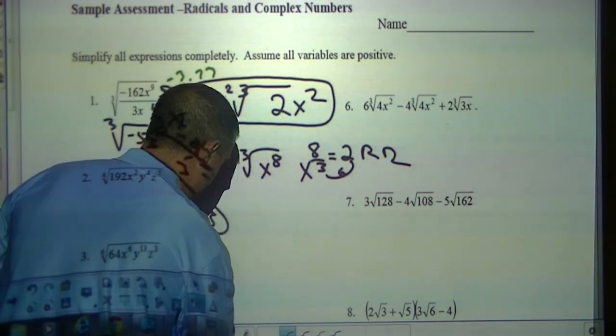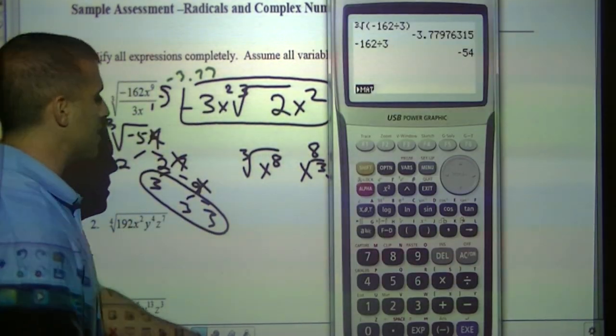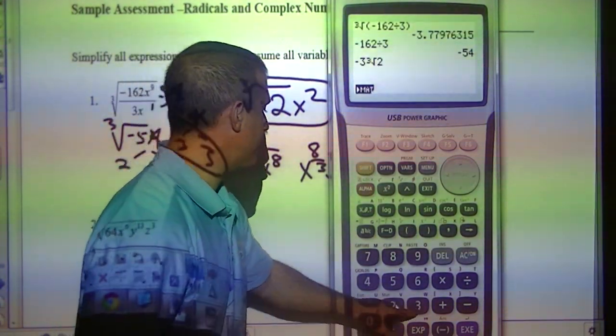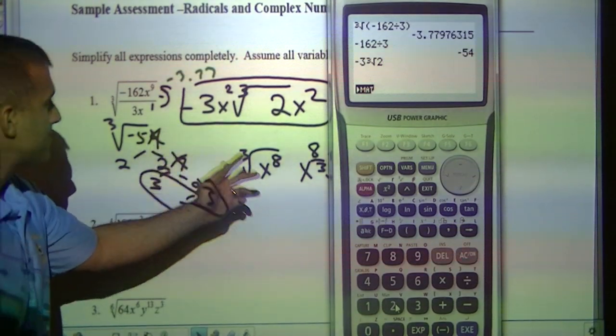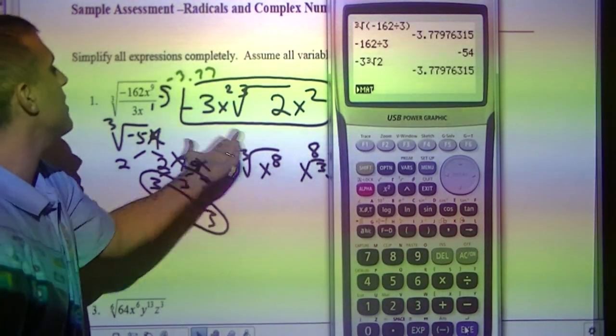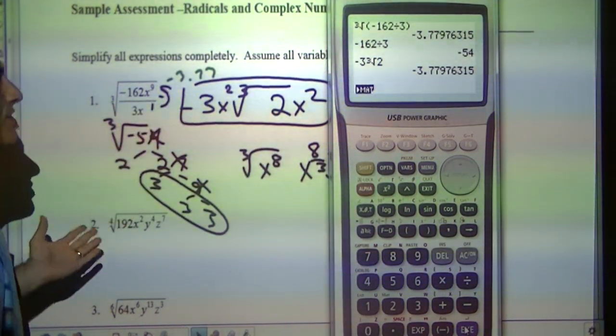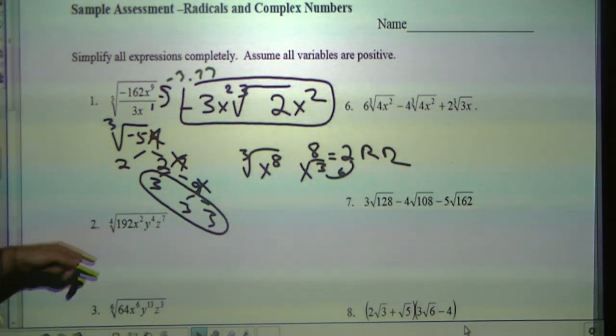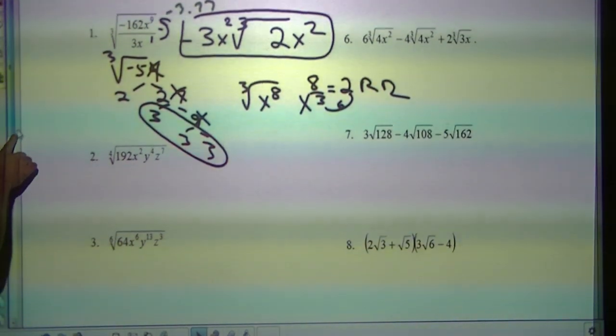Now, let's go back and check to make sure I did it right. How could I do that? Negative 3 cube root of 2. I'm going to type that in, and did I get negative 3.77? Good. So I know that the number answer is correct there to a certain extent. Okay, let's come down here to number 2.